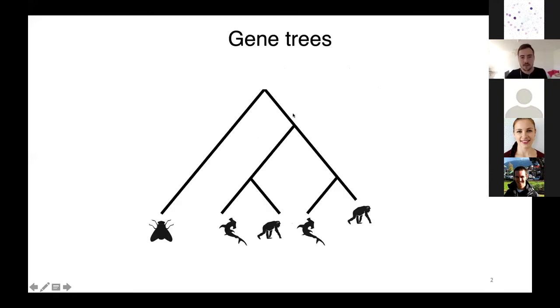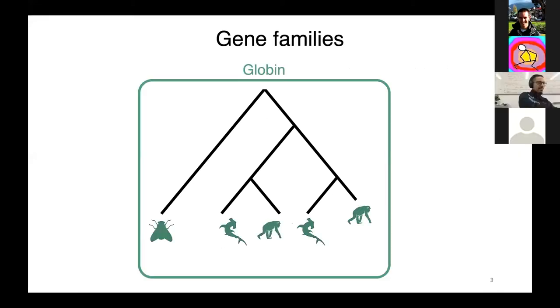Okay, so this is a gene tree that depicts the evolutionary history of a gene. Together, all these genes form the gene family. You might have noticed here that some of the genes belong to the same species. This is because, unlike species, genes do undergo duplication events, and therefore this leads to multiple copies of the same gene per species.